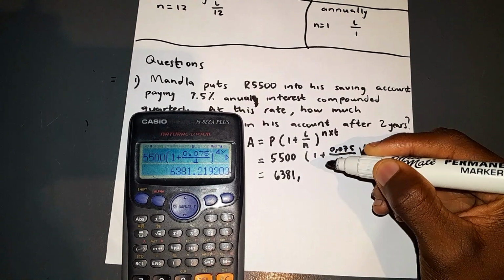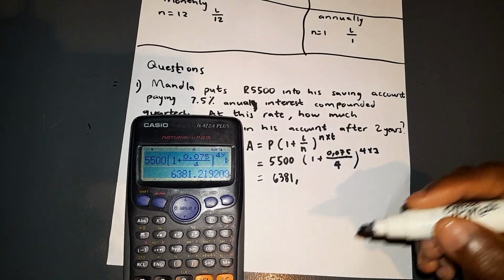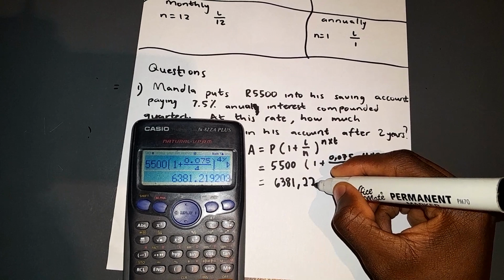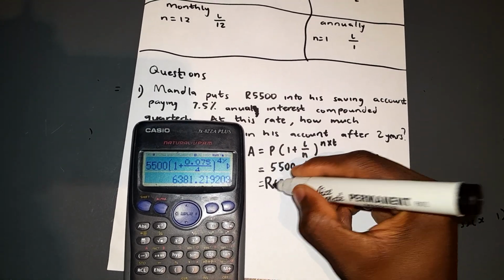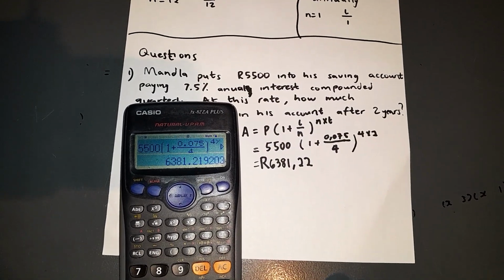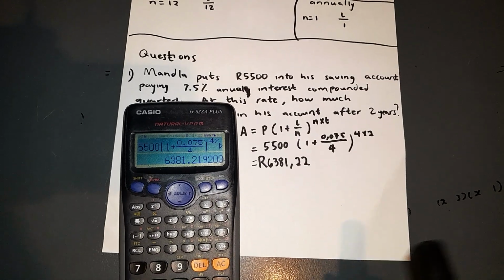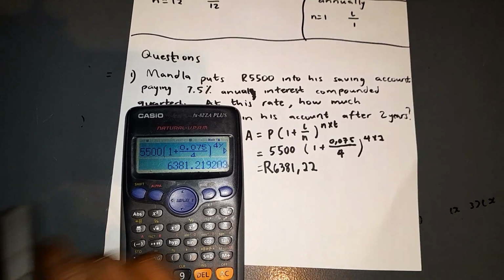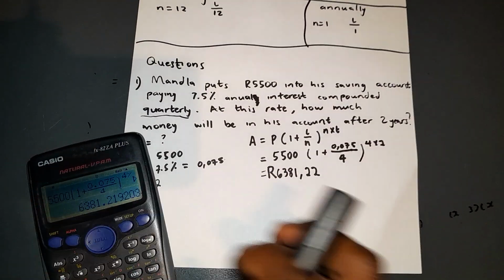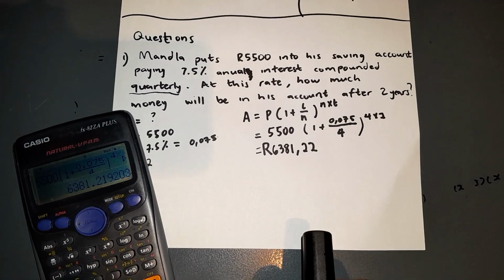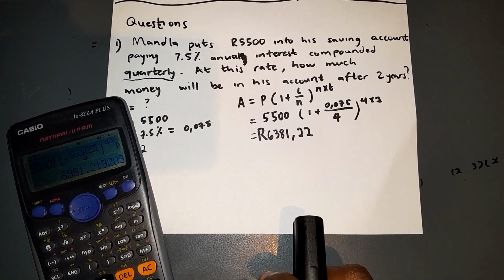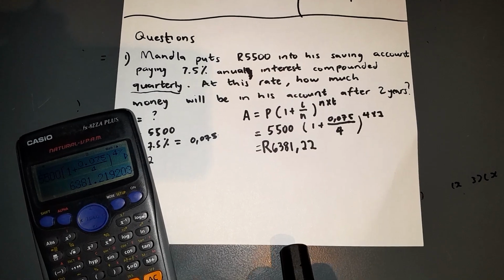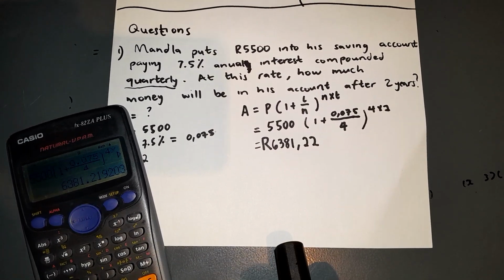6381. Since it's finance, we are dealing with money, cash, so we write it in 2 decimals. And don't forget the currency. If you make the mistake of not writing the currency, they will penalize you. So remember that. So our final answer is R6,381.22, which will be the amount of money that Mandla will get after 2 years.